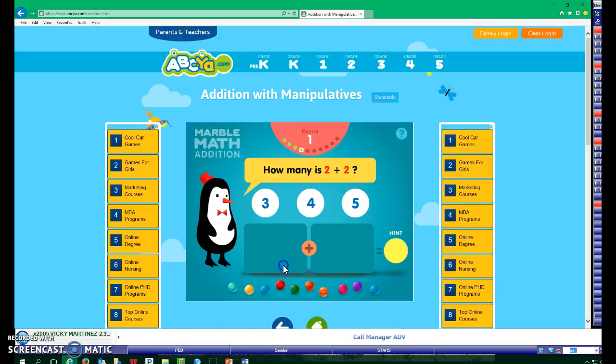And hopefully the kids will be able to do this without having to put the marbles in the little box. They should be able to also do it on the piece of paper and find their answers using these, or they can even use their number charts and figure out how much each problem is. Thank you.